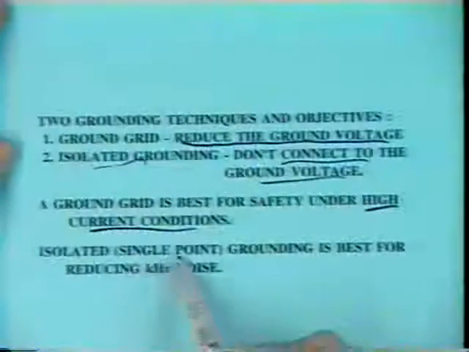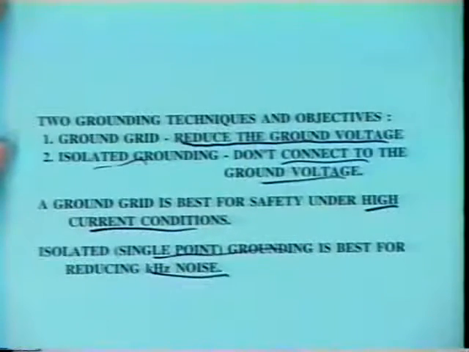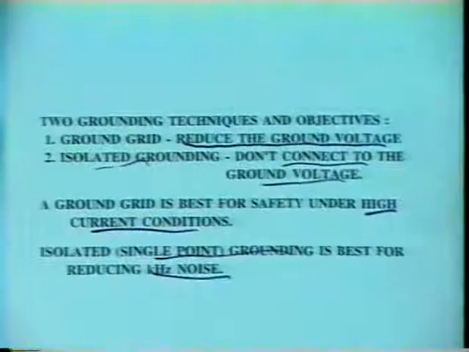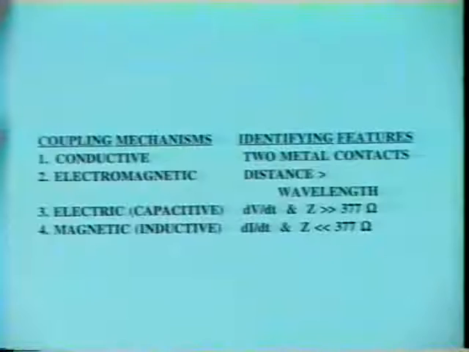But for, say, low-level analog signals, particularly in the audio range, then isolated or single-point grounding would be a very ideal situation, would work very well. And isolated single-point grounding in that application would be far superior to any kind of ground grid approach. We talked about the coupling mechanisms. There are four basic ways that either signal energy or noise energy can propagate between any 2 points.